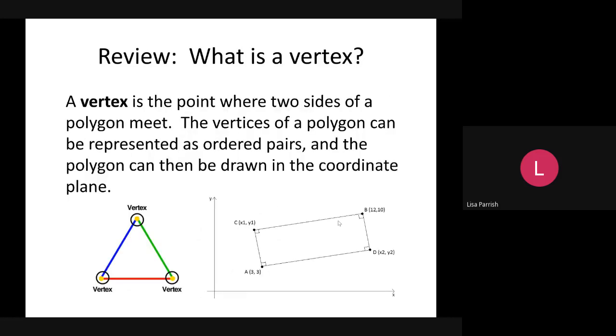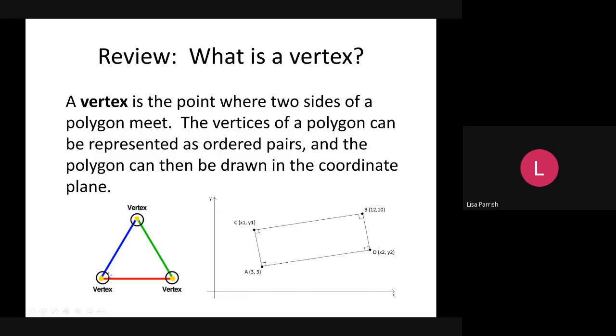Another vocabulary term that you will need to be aware of that's very important is vertex. A vertex is the point where two sides of a polygon meet. So it's kind of like the points, as you can see here on this triangle. On the rectangle, you can see there's four corners or points. So the vertex is where the two sides meet. They can be represented as ordered pairs. The polygon can be drawn in the coordinate plane. So basically a vertex is a corner or a point, okay?